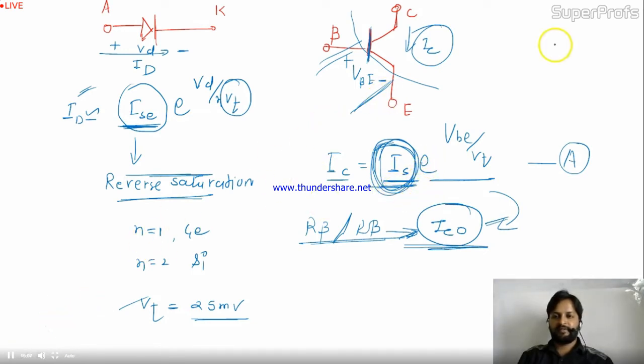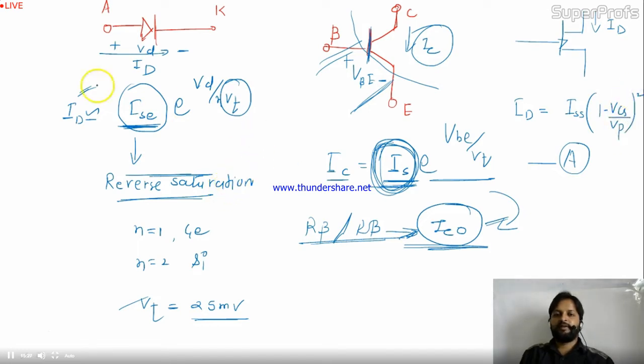We'll see the FET circuit also. The symbol of the FET, later we'll know about this, is given like this. Over here I'll be having ID. So the ID in FET is given by ISS times 1 minus VGS by VP whole square. Okay, we are having 3 elements. These are the 3 elements we are going to discuss.